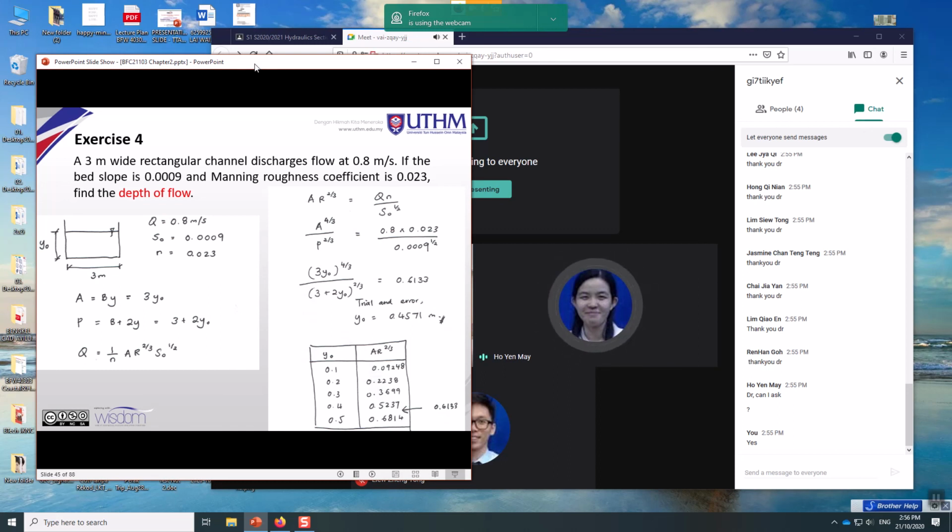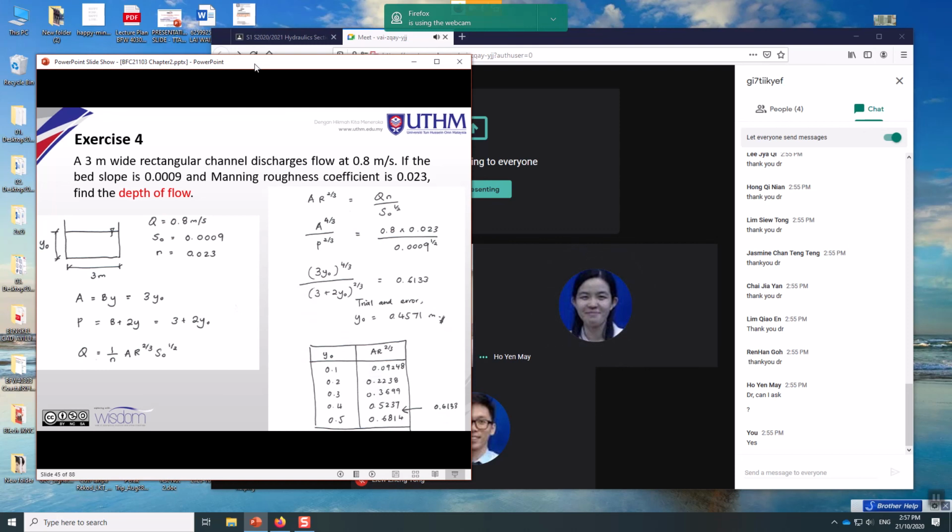After the calculation, we find the y naught, right, which is 0.4571 meter. So I was wondering, you mentioned we have to do trial and error. Yeah, because we cannot solve it directly. So that's the part that I don't really understand. Once we found 0.4571, I don't really understand what's the next step that I have to do.